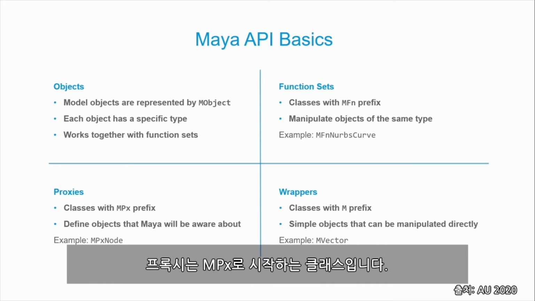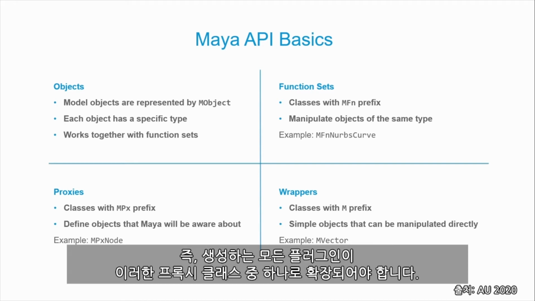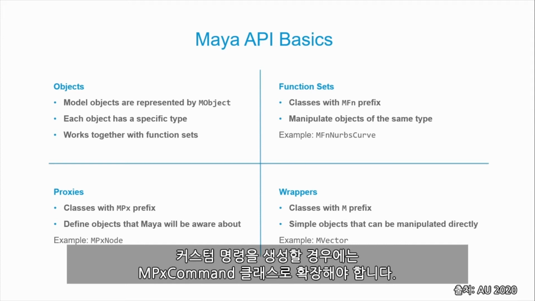Proxies. Proxies are classes that start with MPx. They define objects that Maya will be aware about. So that means all the plugins that you create, they must extend one of these proxy classes. So for example, when we create a new node plugin, it must extend the MPxNode class. Or if you're creating a custom command, it must extend the MPxCommand class.